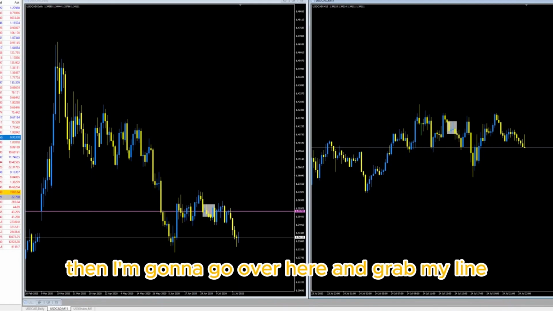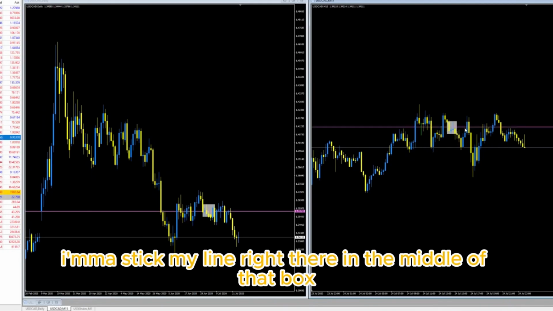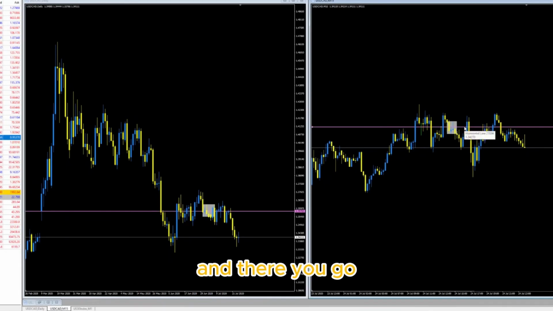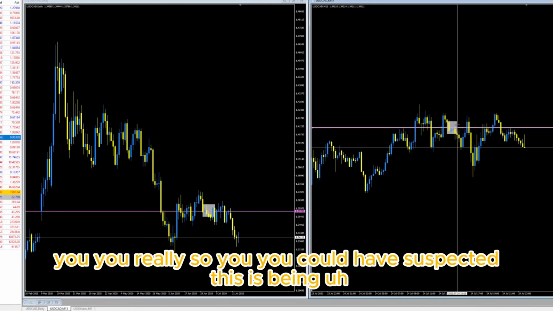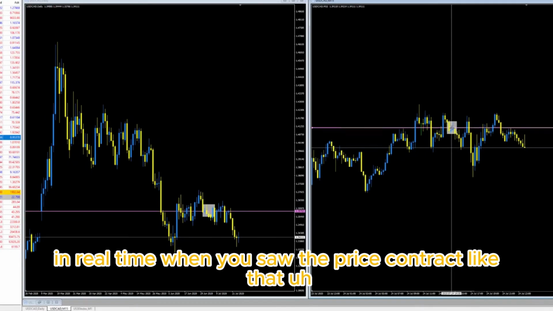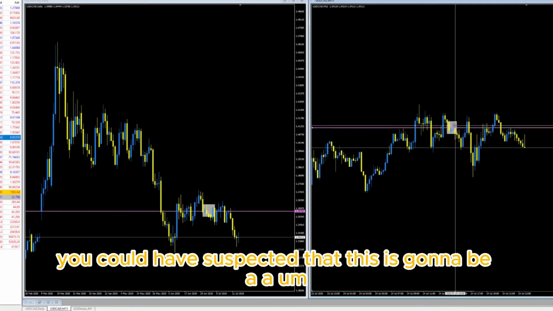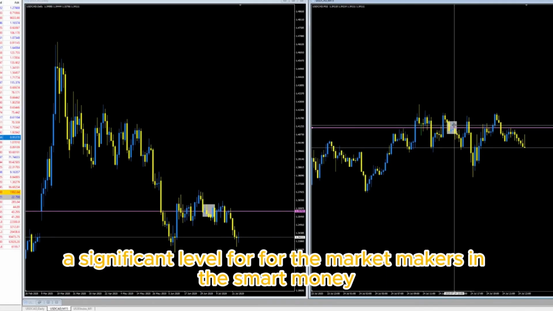Then I'm going to go over here and grab my line. I'm going to stick my line right there in the middle of that box. And there you go. There's your sensitive price level. Now look at painting forward. You could have suspected this in real time. When you saw the price contract like that, you could have suspected that this is going to be a significant level for the market makers and the smart money.